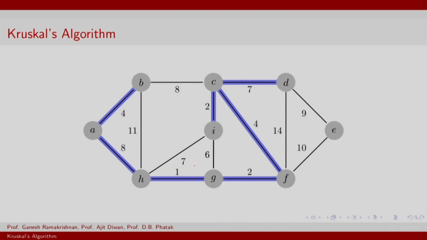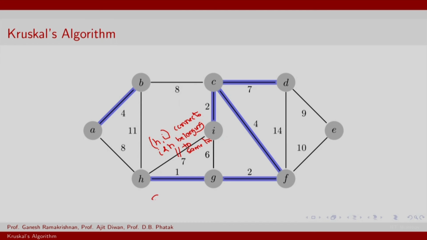How about H and I? Why did we not add H and I? So we know that H and I actually belong to the same tree. So HI connects I and H belonging to the same tree.